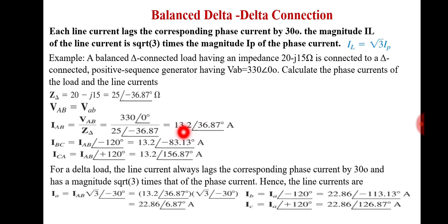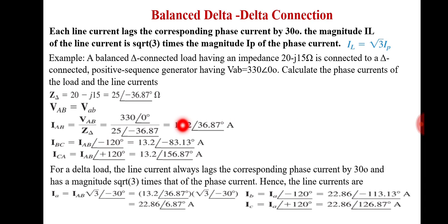Now IBC is equal to IAB with angle minus 120 degree. So value becomes IBC is equal to 13.2, and magnitude is the same, summation of angle minus 120 plus 36.87. So here angle becomes minus 83.13. So value becomes IBC is equal to 13.2 with angle minus 83.13 ampere. Now ICA is equal to IAB with angle plus 120 degree.